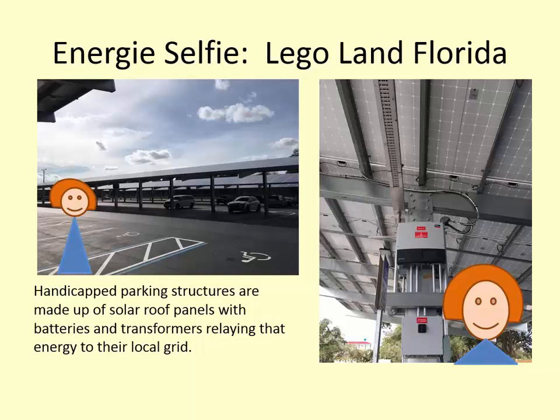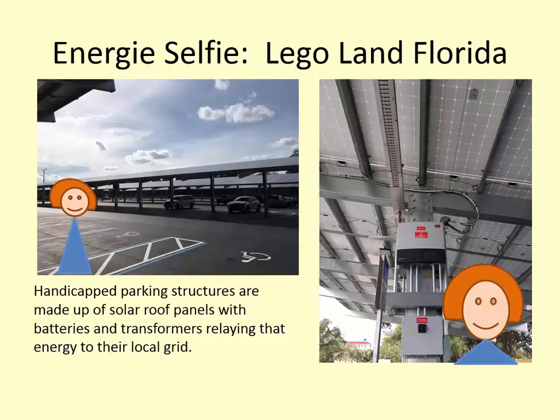This was in January, not on spring break, but at Legoland, Florida. All of their handicapped parking structures, the roof of them is actually just these solar panels, where there's not even a roof which the panels are on top of. The panels themselves are the roof, which is kind of cool. You can see from this perspective. And so they have all the conduits and the wiring and the transformers coming down on these big pillars that hold up the roof. And then they send it into their local grid.